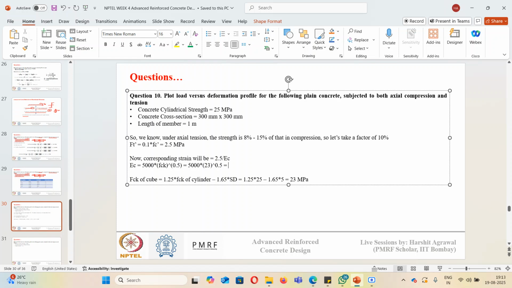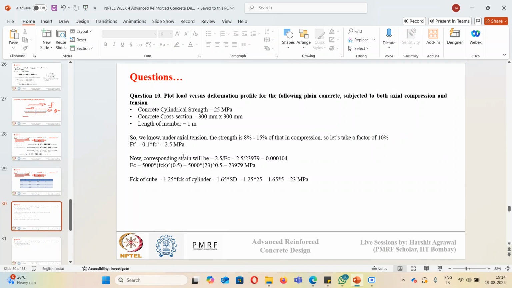When you do the calculation, you will get this value as 23979 MPa. Once we know this value, we can calculate the strain in concrete. So it will be 2.5 divided by 23979, and this will come out to be 0.0001043. So you can see what very small strain is taken by concrete under compression for this small value of load, which is very small compared to the peak strain that is taken under tension.